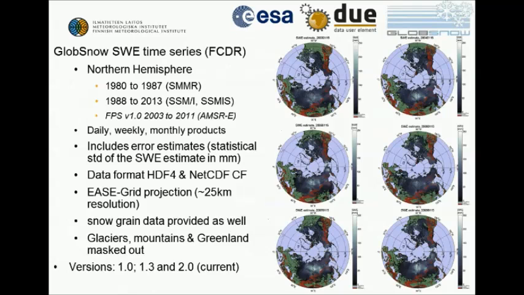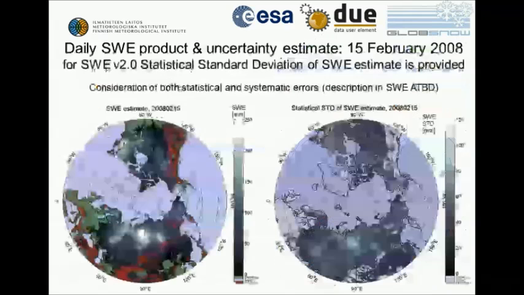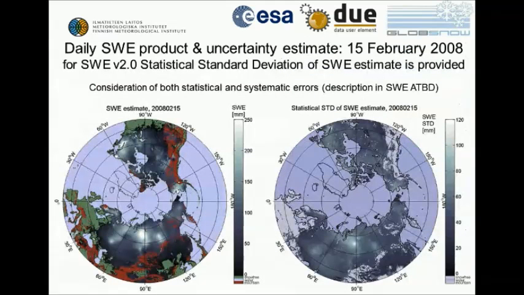We're currently masking out glaciers, Greenland, and mountains, but for some test users we are also releasing the mountainous information, which is however not very accurate. So the coarse resolution of the satellite data is not really suited for estimating the SWE for mountains. I already mentioned we are also calculating a statistical standard deviation for each pixel, so you get a sense of uncertainty coming along with each product.